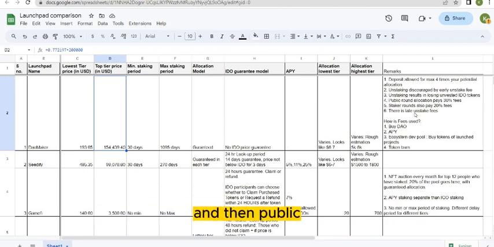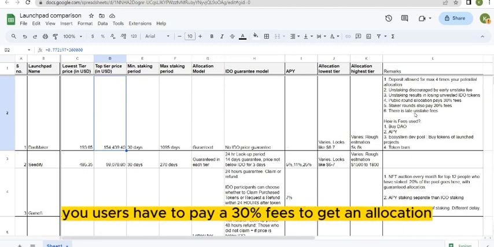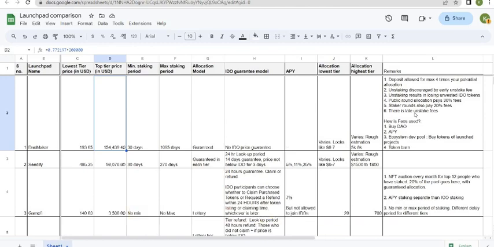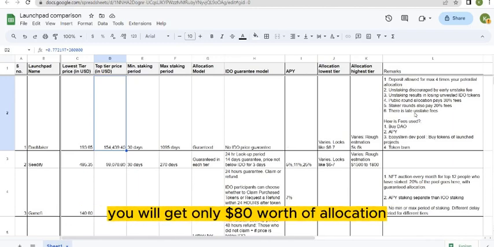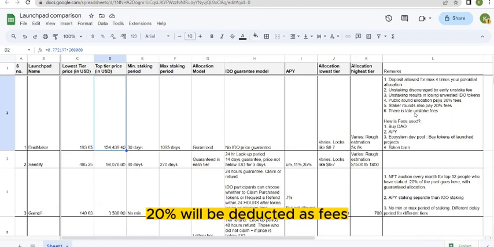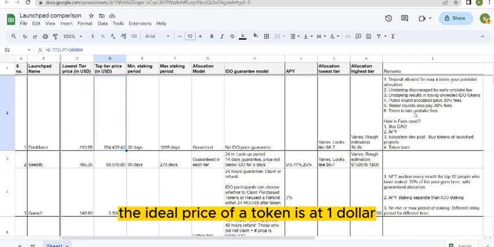And then there is a public round and a staker round. In the public round, users have to pay a 30% fee to get an allocation. There are also fees for staker rounds. However, the fee is less, and here stakers pay 20%. So what does it mean? It means that if you have an allocation of $100, you will get only $80 worth of allocation. 20% will be deducted as fees. It is just like saying that if the IDO price of a token is $1, you have to pay $1.2 for getting your allocation. So it is an alternative way of saying it. I'll not get into complications. I think you understand what the fee is.